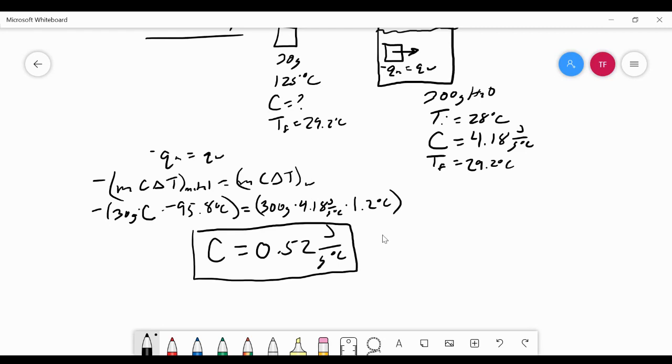Not only could you figure out specific heats with calorimetry, you could also figure out the heat lost in a chemical reaction, called the enthalpy of reaction. If we did a chemical reaction in the water and the water gains a certain amount of heat, we could figure out how much heat was lost by the reaction. Or vice versa, if the water cooled down, we could figure out how much heat was absorbed by the reaction. So calorimetry is a really important technique, and it all hinges on Q system being equal to the opposite of Q water.